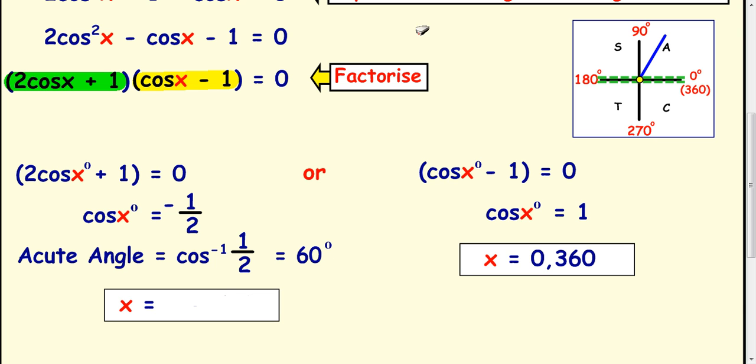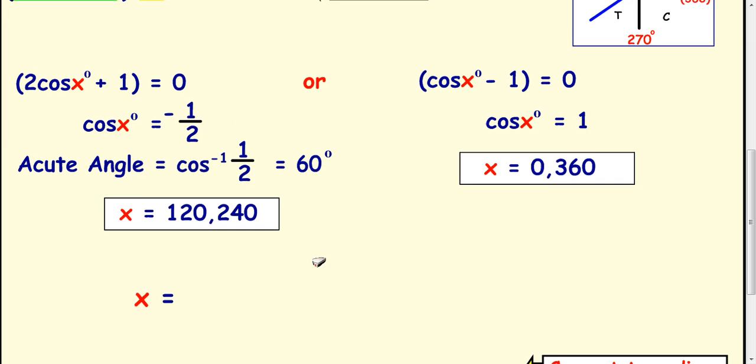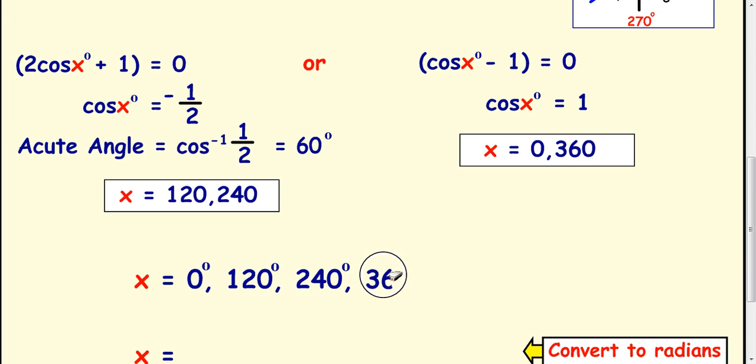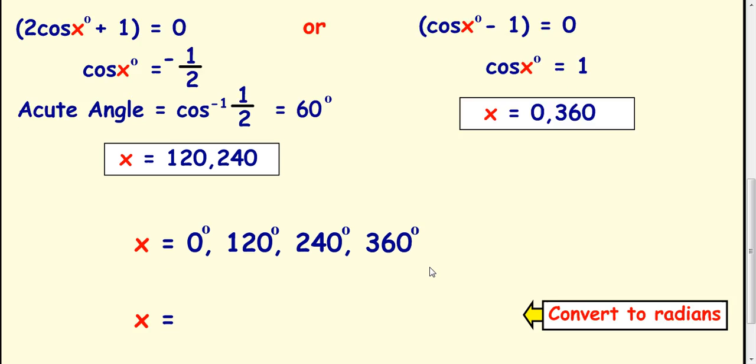But cosine is negative here, so we don't want the first quadrant answer, we want where cos is negative. So that will give us the second quadrant, so that's back 60 from 180, and that's going to be 120. And then we also go into the third quadrant, so that's forward 60 from 180, and that's going to be 240. So there's your solutions: 0, 120, 240 and 360, but we have to convert these into radians.